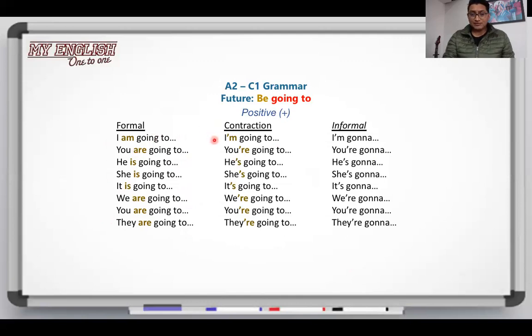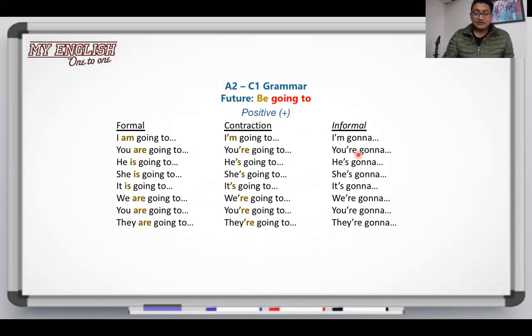With the contraction, it would be like this. I'm going to, you're going to, he's going to, she's going to, it's going to, we're going to, you're going to, they're going to. All right. Finally, there's a very informal way to say this, which is the expression gonna. Gonna is a very informal contraction of the sequence going to. When you say going to very fast, it sounds like gonna. That has become a very colloquial expression, and you can use it, of course. You will actually hear this expression in many songs, rap music, and movies.